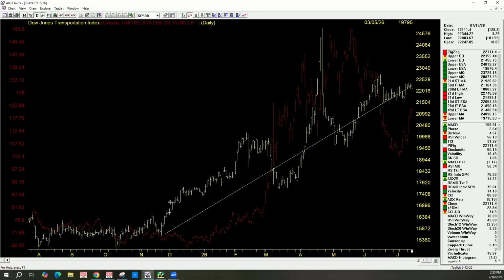And what are we looking at here? Dow Jones Transportation versus oil. Same here. You can see you get this massive peak in the transportation index when the oil has suddenly collapsed back down here. When I say collapse, in relative terms. And you see it again.